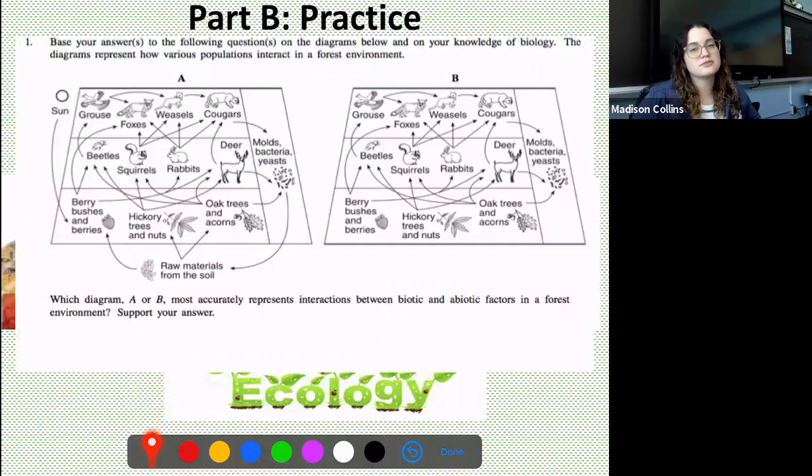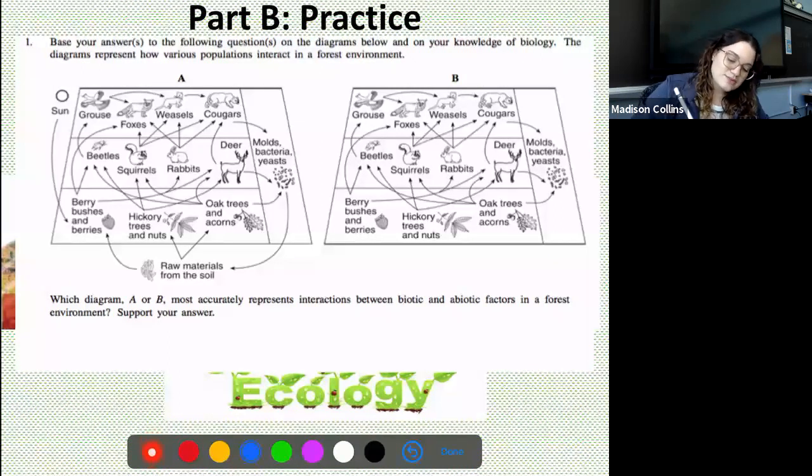So now we're gonna work through some practice questions. So follow along with me as we answer these together. Number one, base your answers to the following questions on the diagrams below and on your knowledge of biology. The diagrams represent how various populations interact in a forest environment. So which diagram, A or B, most accurately represents interactions between biotic and abiotic factors in a forest environment?